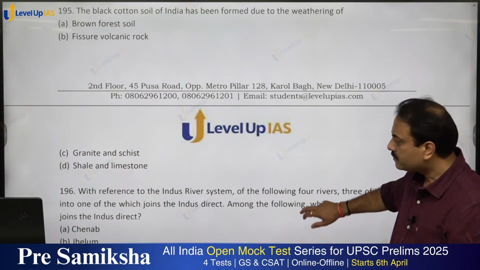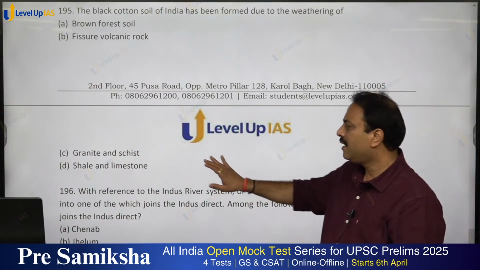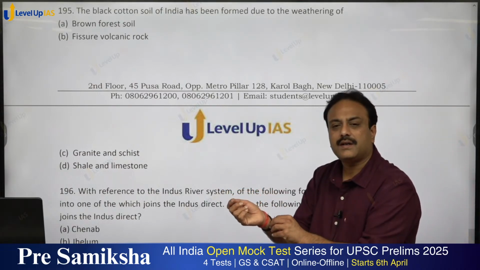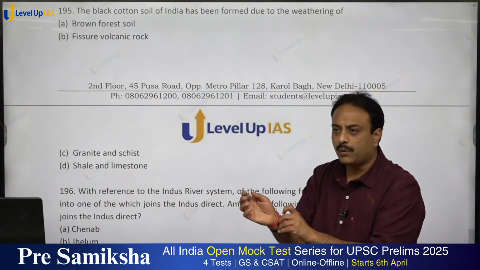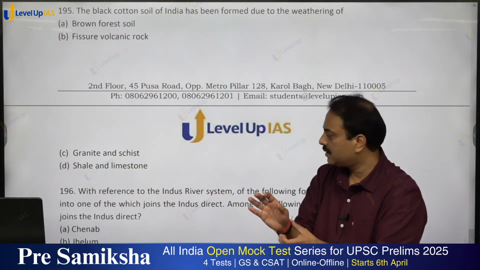Clear on that? Denote granite and schist. Granite will be formed by lava when it will be cooled below the surface of earth.